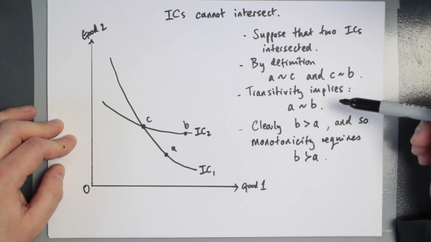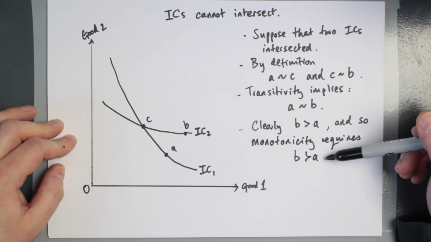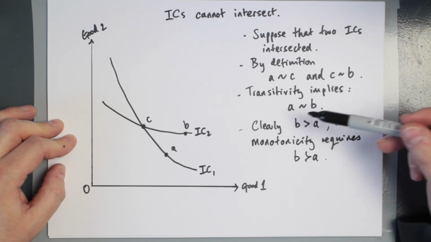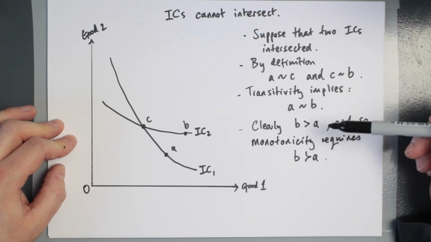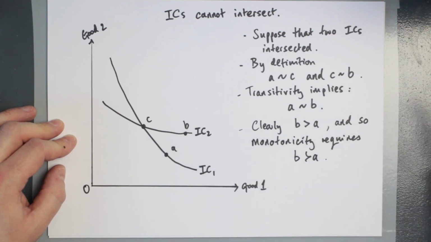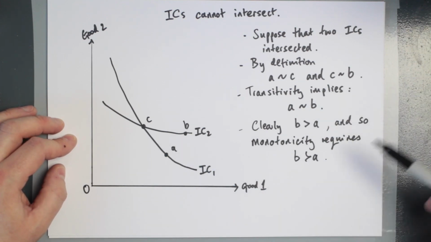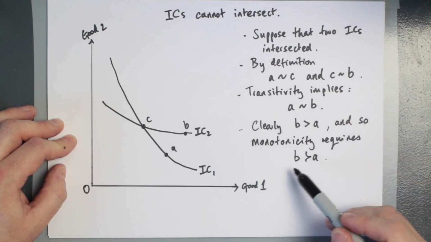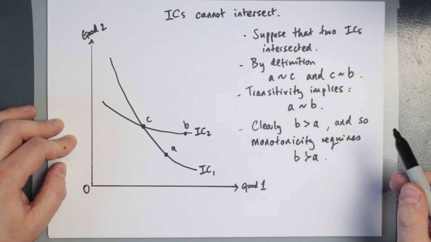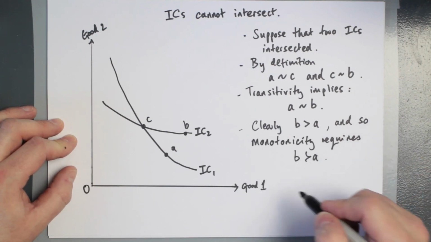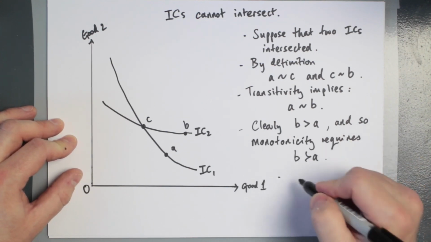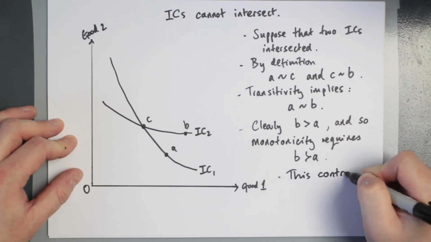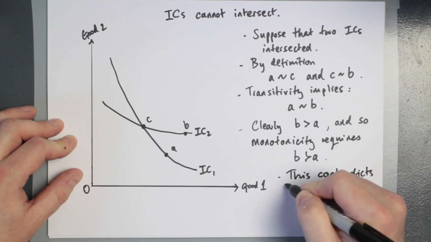So now we're in business. We've got two different preferences being expressed for the same two bundles. The consumer must be indifferent between A and B. We've shown that must occur when these indifference curves intersect, and also that there exists a B in this appropriate position such that the consumer must also strictly prefer B to A. And don't forget this final sentence: this contradicts. And what does it contradict? It contradicts the axiom of completeness.